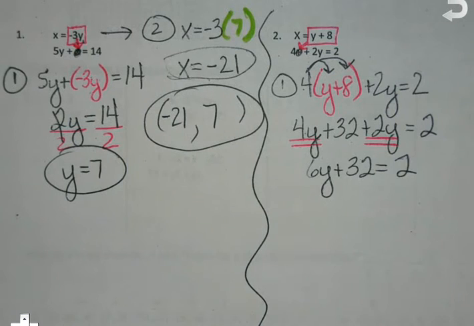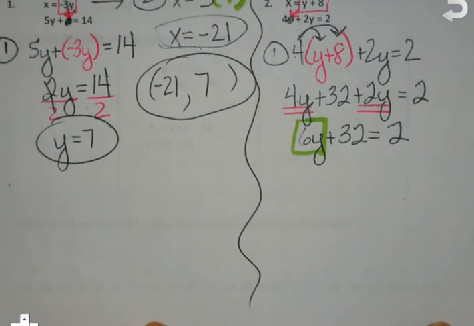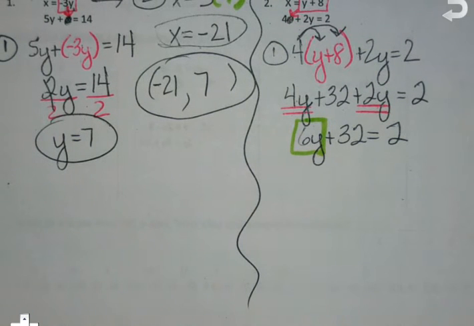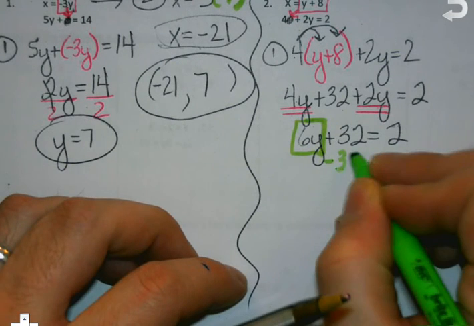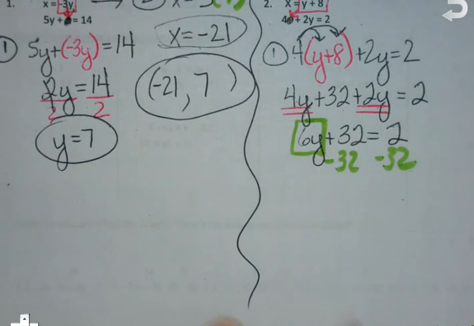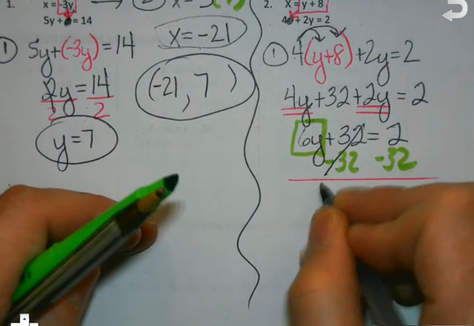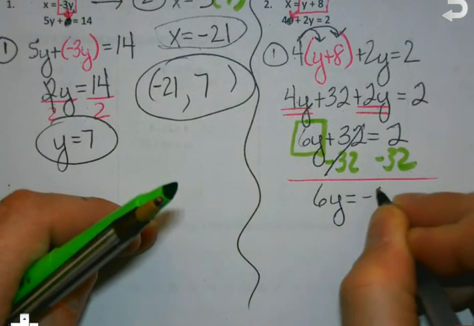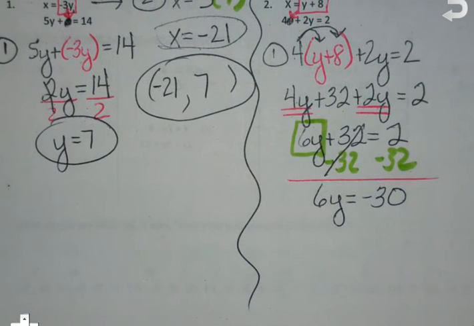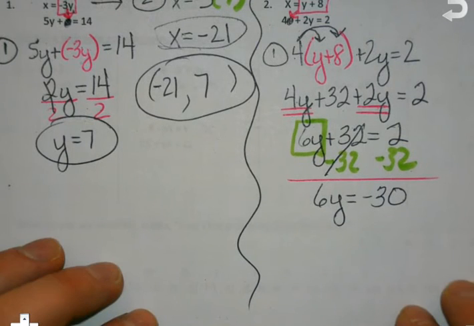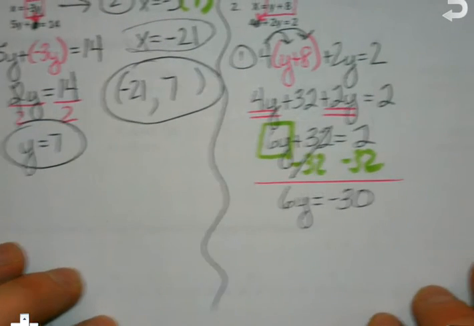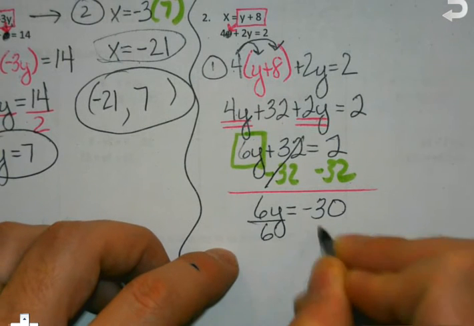So now, if I want to get y by itself, what does my next step need to be? How do I get that 32 out of there? Subtract it. Okay? And again, if the whole adding and subtracting, multiplying with bigger numbers is an issue, use a calculator. That's okay. What's my last step going to be to get y by itself? Divide. Good, good, good.